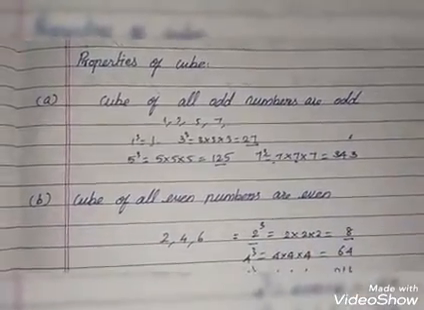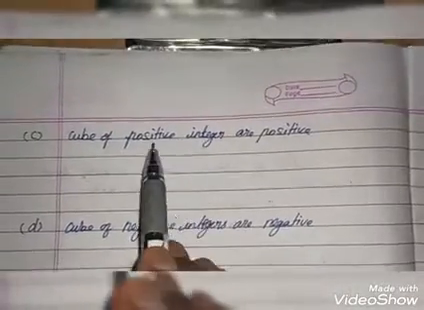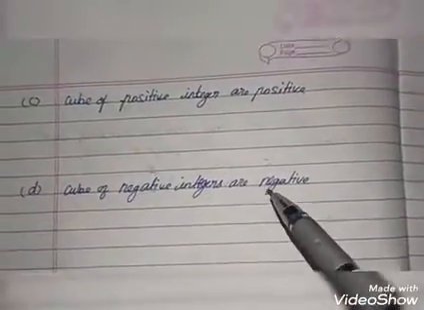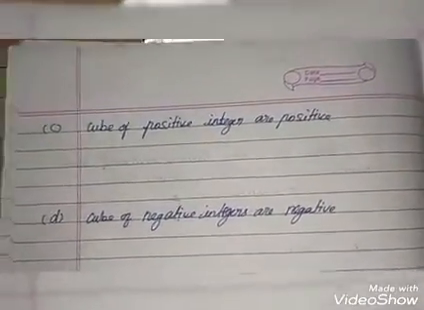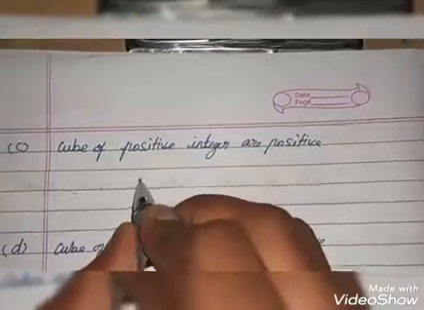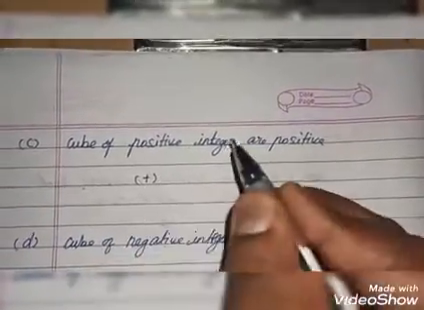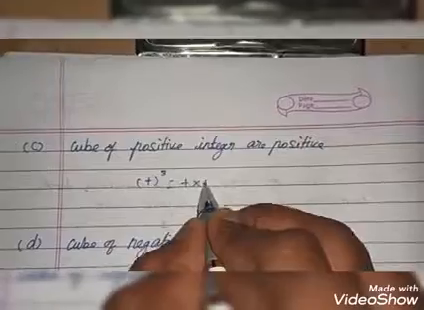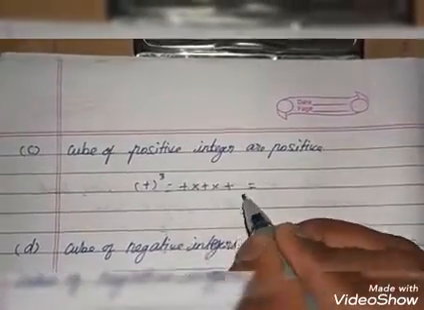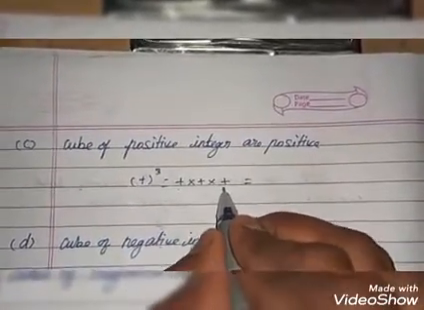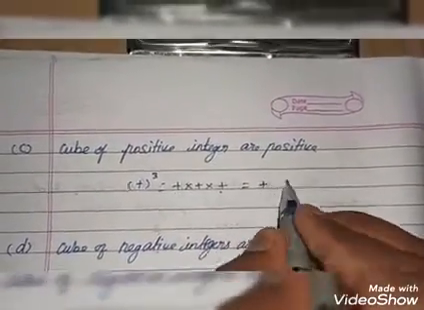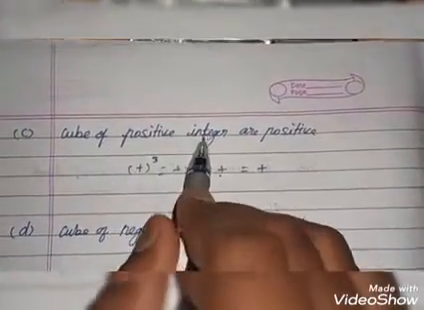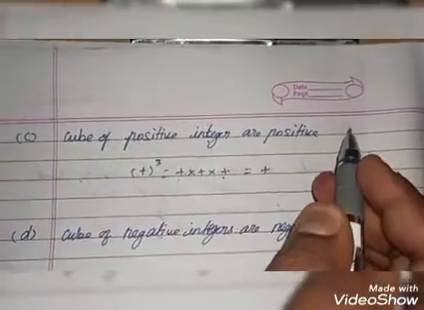Next property. Now we come to integers. The cube of positive integers is positive, and the cube of negative integers is negative. For a positive number, we can take any number. Cube means plus into plus into plus. However many times you multiply plus, you get plus only. So obviously the cube of positive integers is a positive integer.